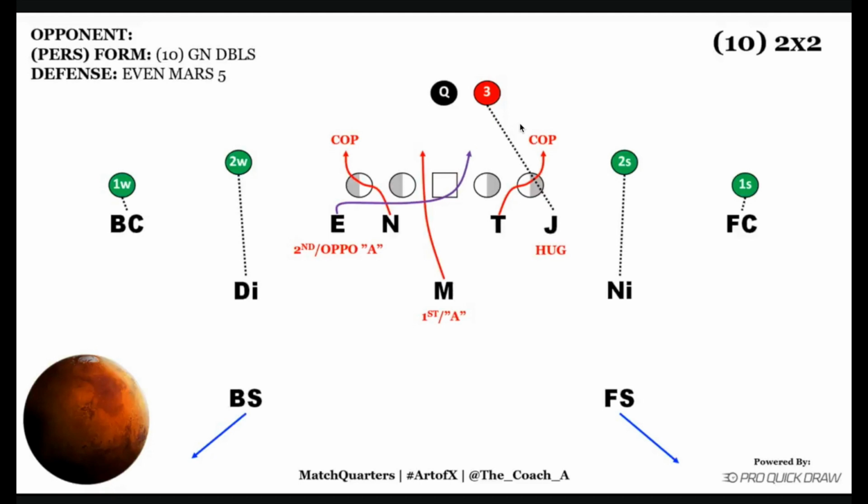If you wanted to run cover 1, you could do the same thing and make it a 1 rat, where you're either hug rushing with the DN and dropping the safety into the rat position, or you can change it and have the safety drop on top of the running back and let the DN drop into the rat.